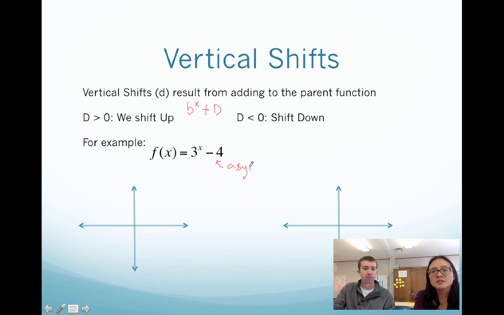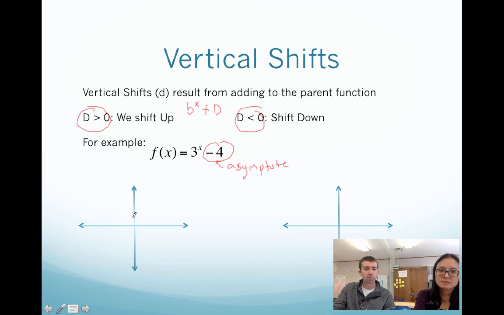Our parent graphs had nothing written there, so that was basically y equals 0. So now we have y equals something, negative 4 here. So if d is greater than 0, I shift it up. If d is less than 0, I shift it down. So here I have a negative 4.